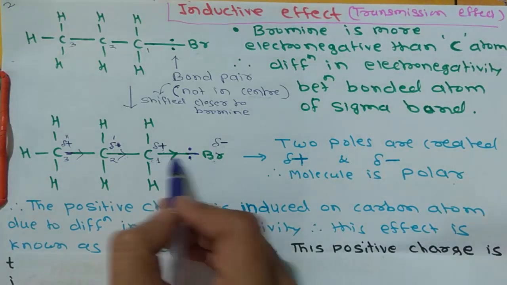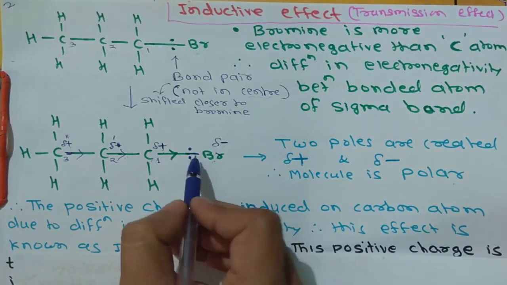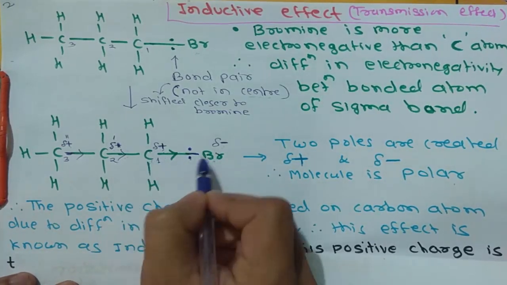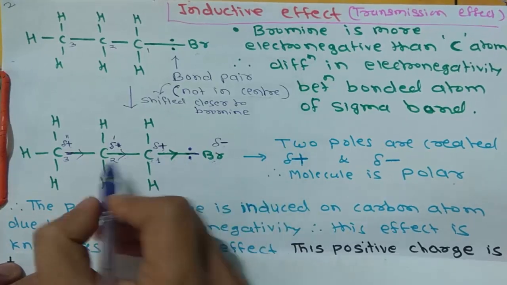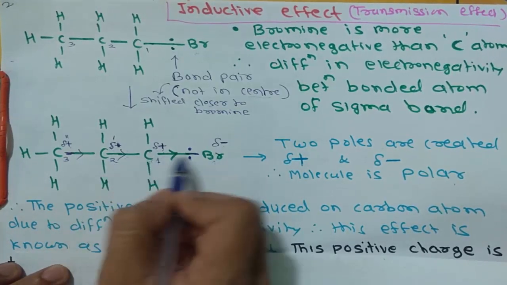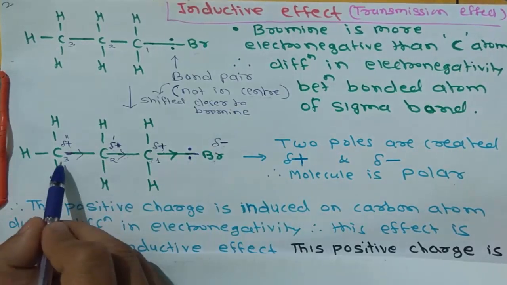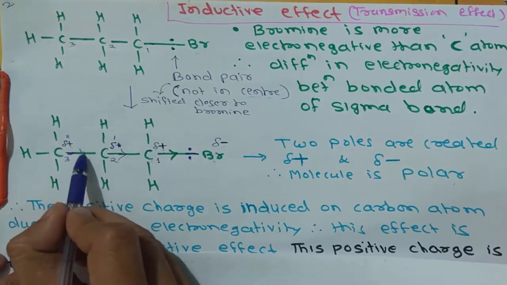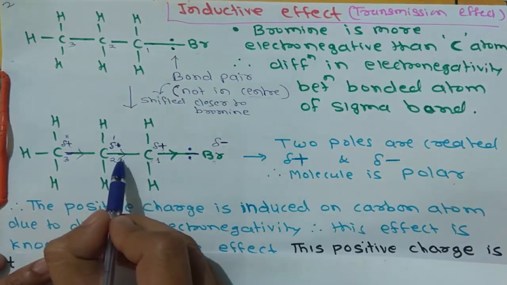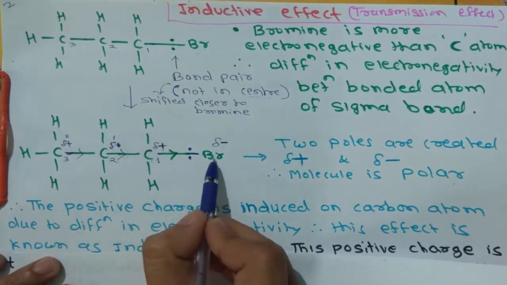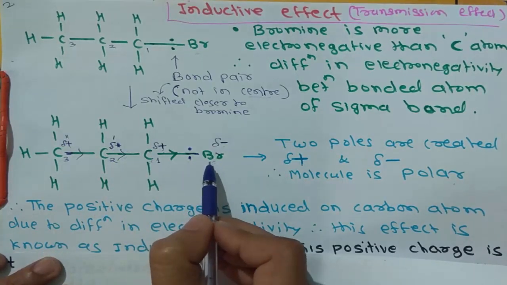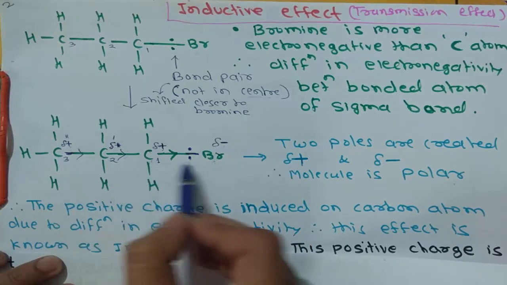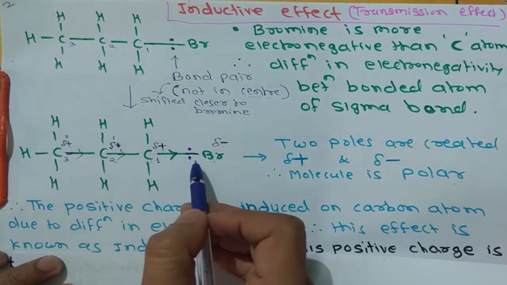And due to the inductive effect, what happens here? The bromine not only attracts the shared pair of electrons between the carbon and bromine towards itself, but it attracts the electrons between these two carbon atoms also. Again, this bromine can also attract the shared pair of electrons between carbon atoms 2 and 3 also. That's why I am writing like this. This arrow indicates the movement of electrons towards the bromine atom. Means bromine has the highest tendency to attract a shared pair of electrons towards itself throughout the carbon chain.